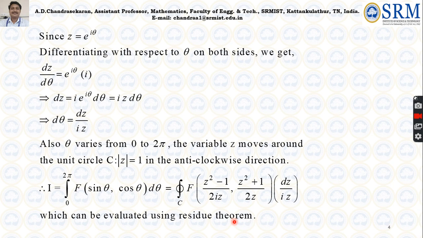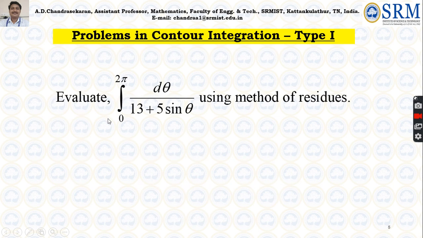Got it? Let us move on to the problems. The first problem in contour integration type 1: evaluate integral 0 to 2 pi d theta by 13 plus 5 sin theta using the method of residues. It is often called using contour integration or using the method of residues. Both are equivalent in meaning. Got it?